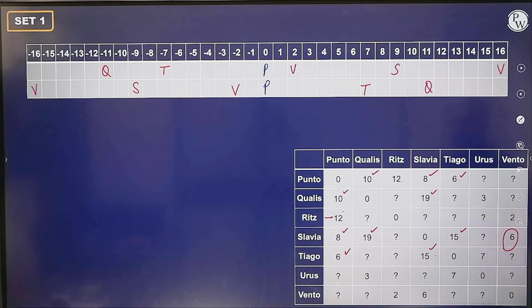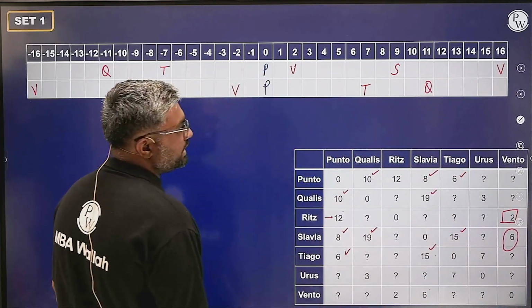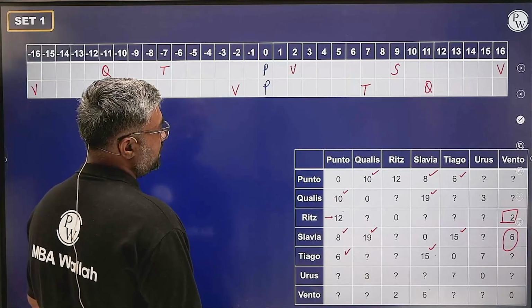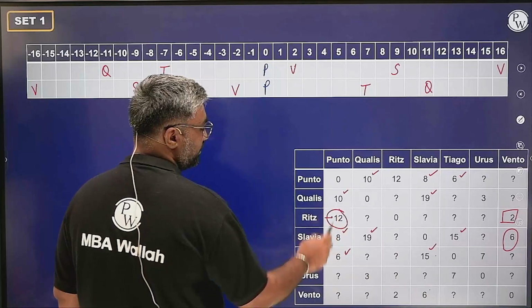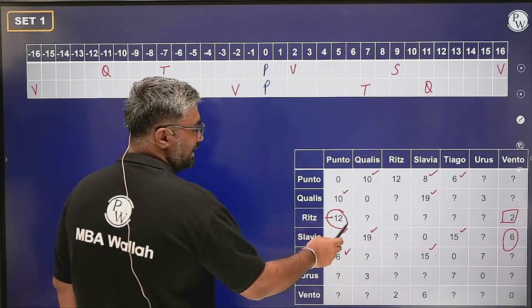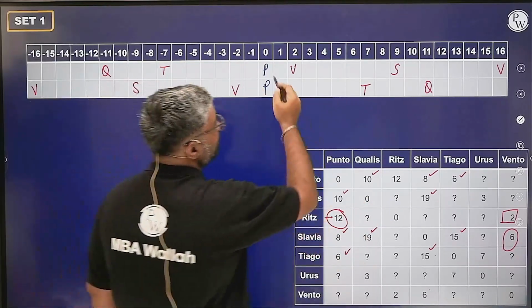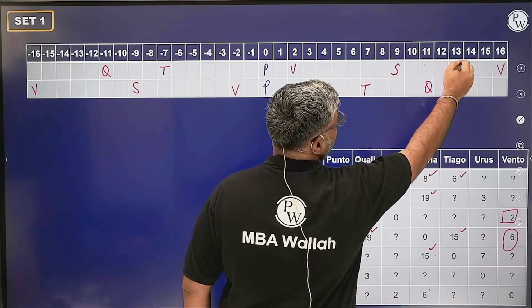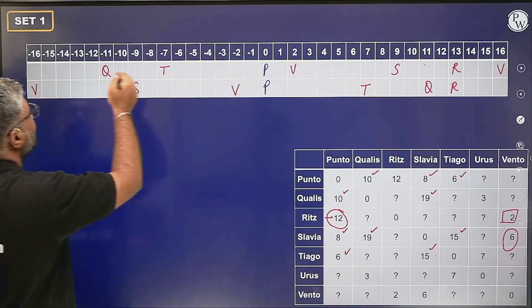But anyway, with Vento, what do we have? Ritz's position. With Vento, we have Ritz's position, which is 2, right? So Vento, 2 left and right we have to do. Keeping in mind that Ritz and Punto have a 12 car gap. So I think first place Ritz and then compare it with Vento. So Punto is here. Ritz has a 12 gap, that means Ritz can be at +13. Here also we'll place it, and Ritz can be at -13 also.